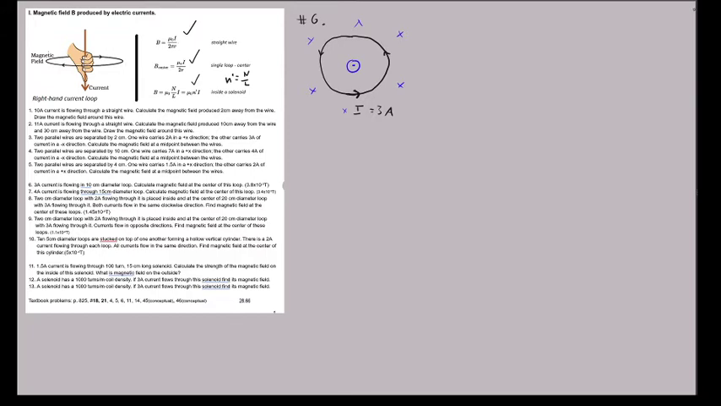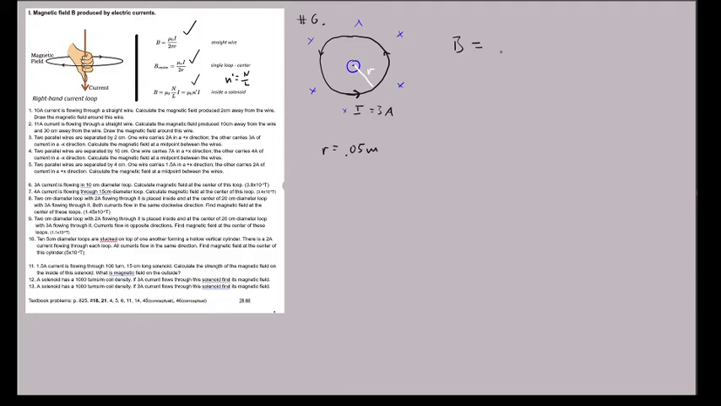Now the radius here is given to me, R. Actually, what's given to me is the diameter. So if the diameter is 10 centimeters, then the radius must be 5 centimeters, and that implies it's 0.05 of a meter. So I have the radius, and I can now calculate the magnitude of the magnetic field at the center using the proper equation.